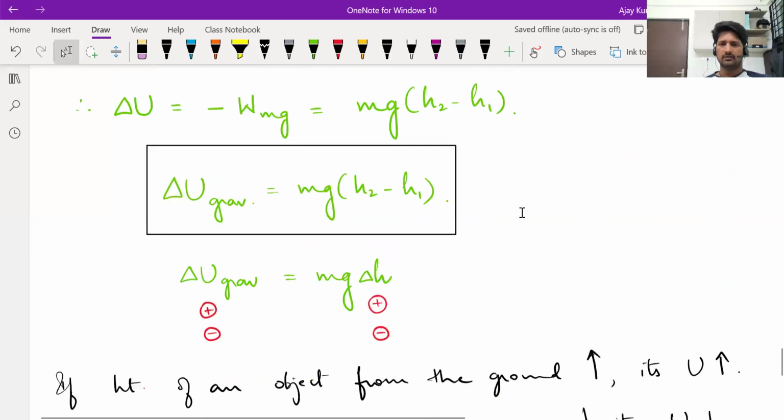So remember, potential energy is never for a single particle, it's always for a system. Here we are discussing the potential energy of the earth and mass system, but you can loosely call it the potential energy of the mass itself. When you increase or decrease the height of that object from the earth, its potential energy changes, and it can be calculated using this formula.